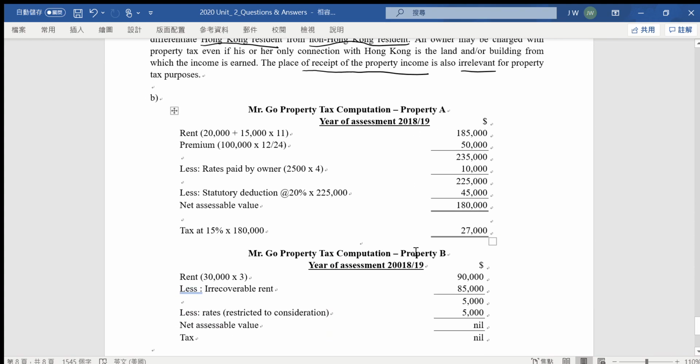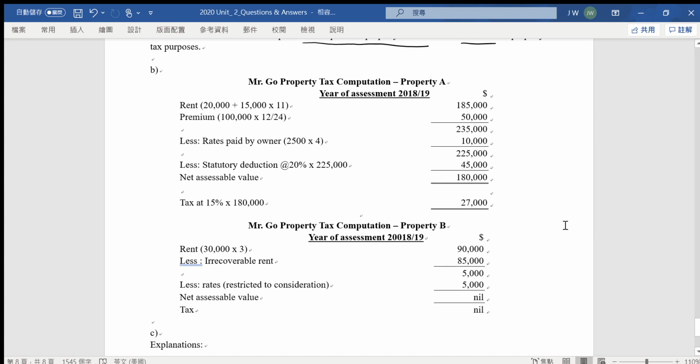And then part B will be the calculation related to two properties. For the first one, property A, looking at the year 2018/19, in this year there is 1 month where the old rent amount is 20,000, right? And then for the other 11 months they reached an agreement to reduce the rent to 15,000. That's why that will be 15,000 times 11, and the total will be 185,000 in total.